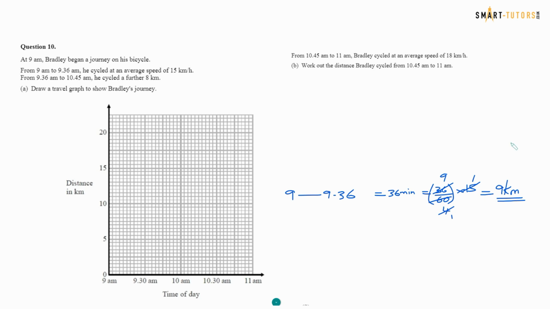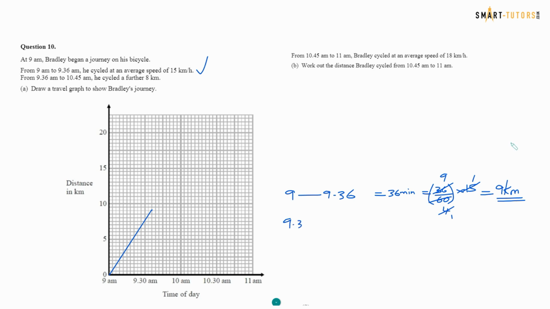So the travel graph is 9 to 9:36. So how to do this one? 9 to 9:30 is 30 minutes in 10 boxes, so each box is 3 minutes. So 9:36 means 2 boxes here at 9. So I think somewhere here. So 9 here. If I connect that point to the 0, it tells he started from here. 9:36 means 2 boxes here, and 9 kilometers is marked. So that is the first journey done.